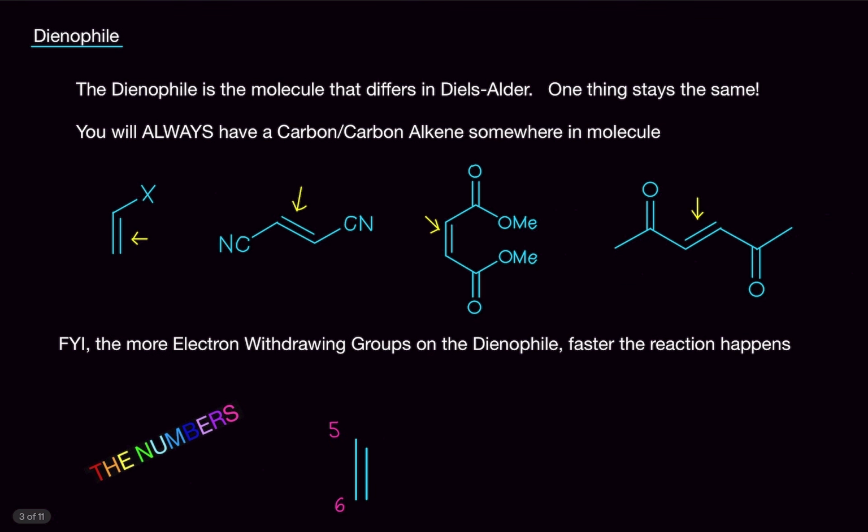Now let's talk about the dienophile. This is different. The dienophile is the molecule that differs in Diels-Alder reactions. But one thing stays the same. You will always have a carbon-carbon alkene somewhere in the dienophile. Somewhere in that molecule, you'll always have an alkene.